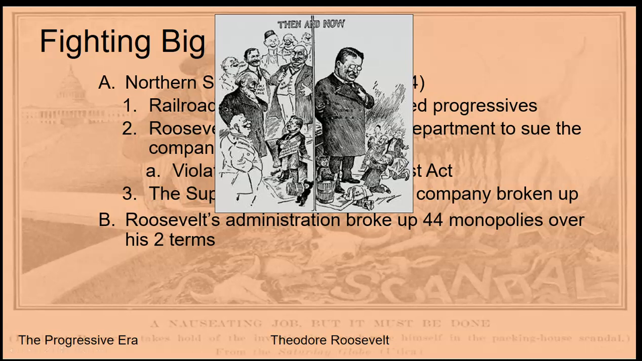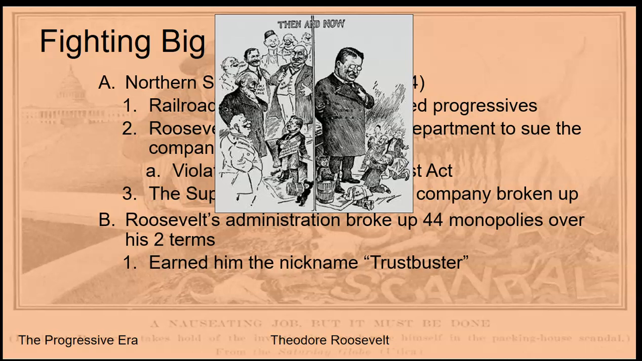And this cartoon right here shows Roosevelt as governor, and all the big businesses laughing at him and his ideas of reform. This one over here, now that he's president and the Northern Securities case has happened, shows all these people coming to him, begging him on bended knee, please don't break us up. Roosevelt is going to break up, he's going to order the Justice Department to go after and break up over 44 monopolies in his 2 terms as president. This will earn him the nickname of Trust Buster.